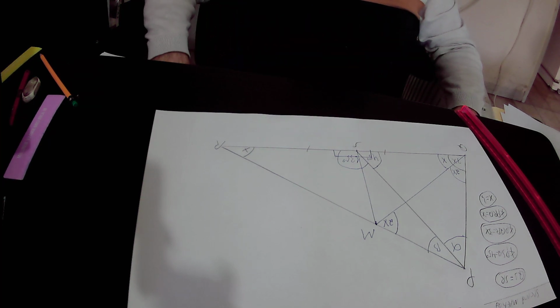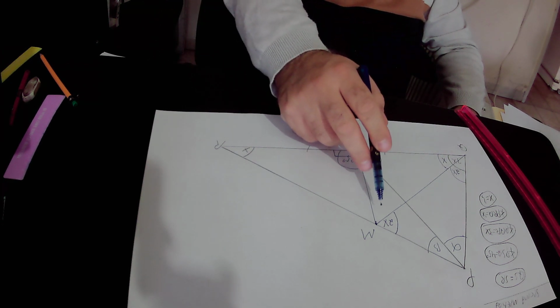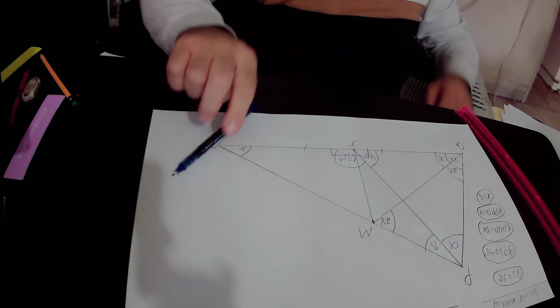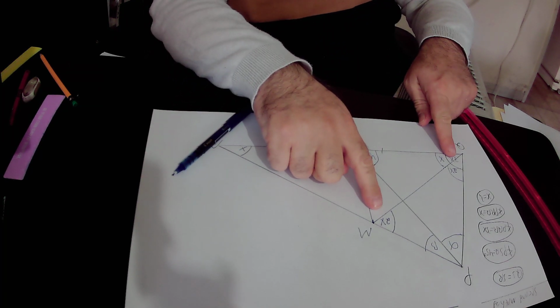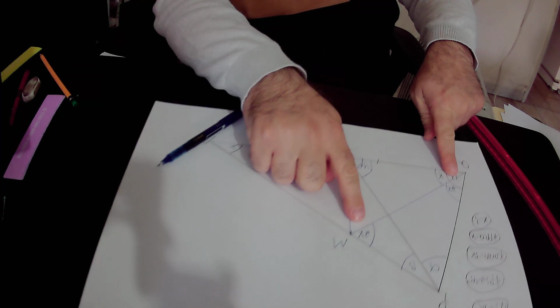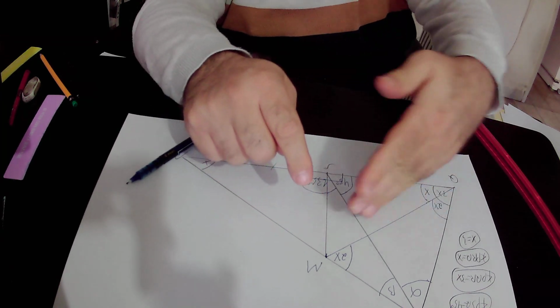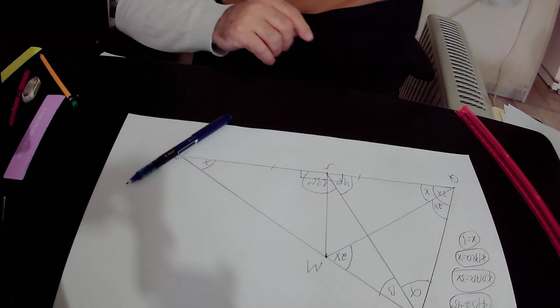As you can see, triangle PQM is an isosceles triangle because it has two angles that are equal to each other. Both those two angles are equal to 2x. Therefore, triangle PQM is an isosceles triangle.